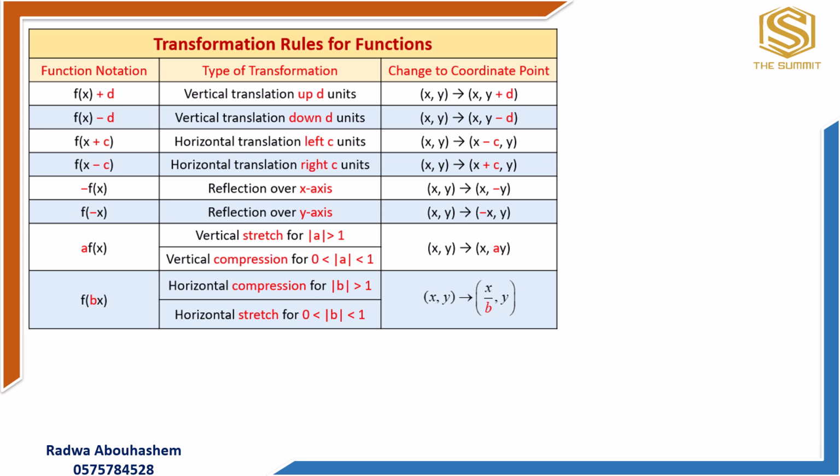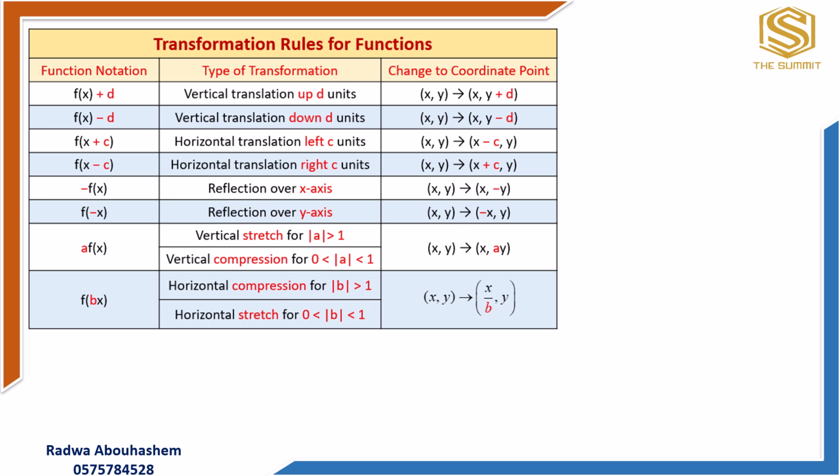Okay, good. If you are moving up, it's positive. If you are moving down, it's negative. But for the horizontal, you're going to switch. If you are moving to the right, it's negative. If you are moving to the left, it's positive. When I say vertical, this means that you are doing the transformation for the whole function. When I say horizontal, this means that you are making your changes to the x itself.